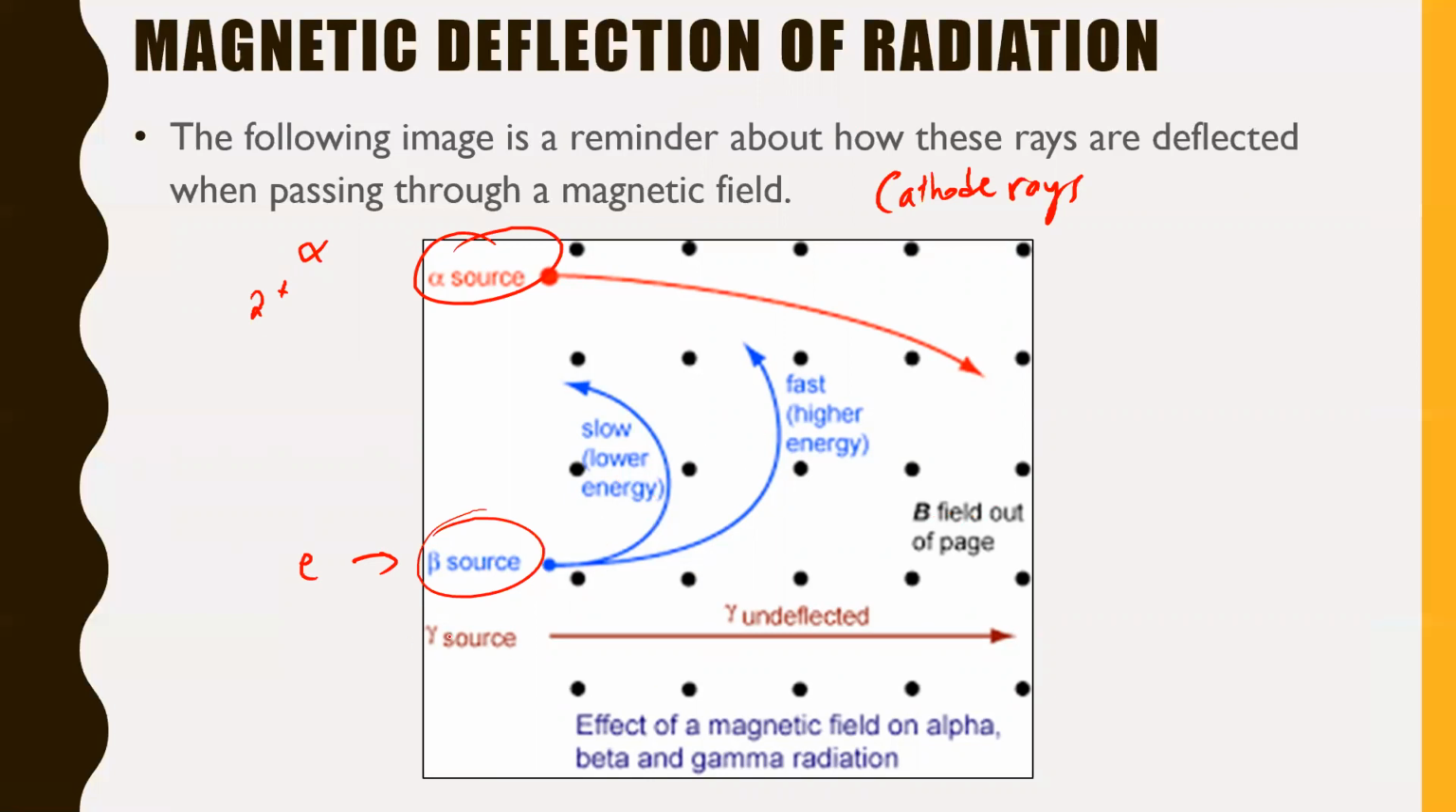Gamma radiation, however, remember, gamma radiation is electromagnetic radiation. It's not affected by magnetic fields. Cathode rays are. Cathode rays are the actual charged, physical matter particles, whereas gamma rays are not, because gamma radiation is not necessarily matter. It's just electromagnetic radiation. So it's not going to be deflected by that magnetic field.